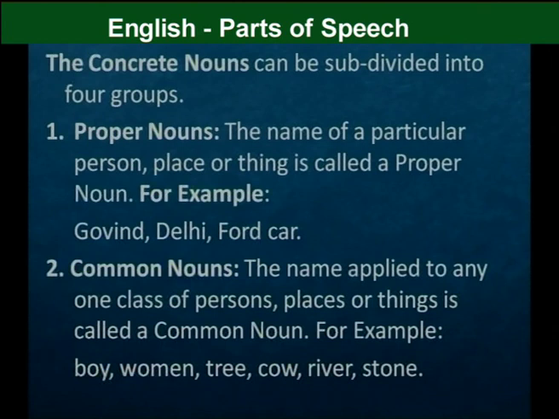Then the second variety is common nouns. The name applied to any one class of persons, places or things is called a common noun. That is, it is the name of a class of persons, a class of places, a class of things. For instance, boy. Boy means a male child, up to 12 years; up to 12 years we say boy.